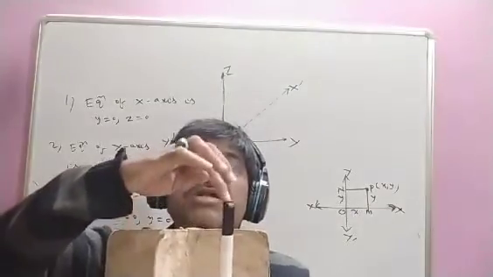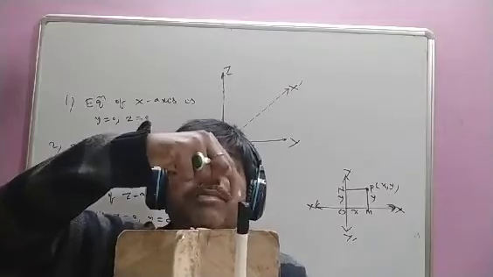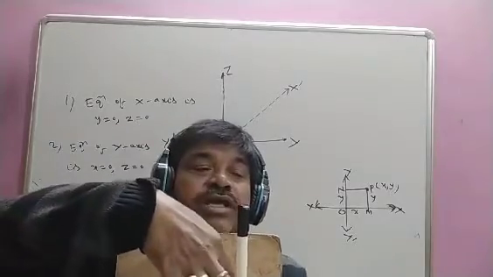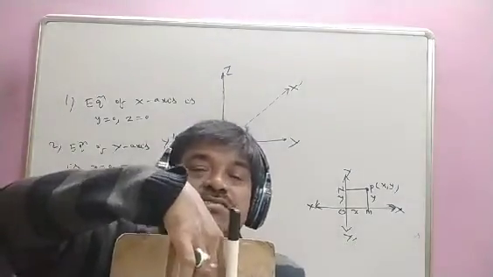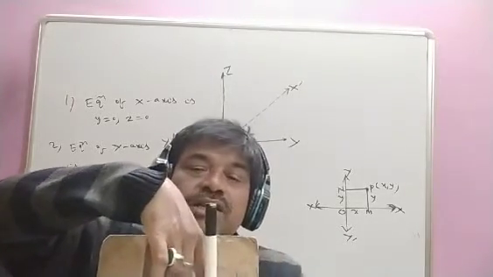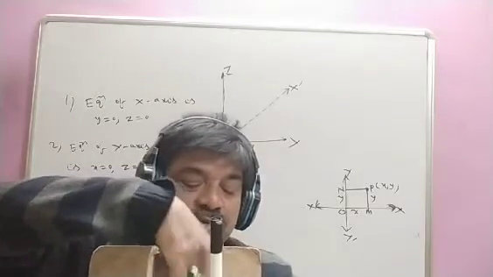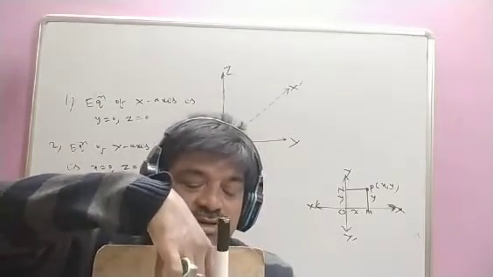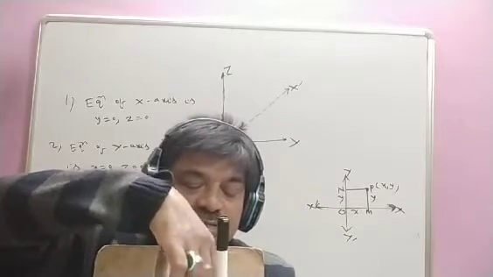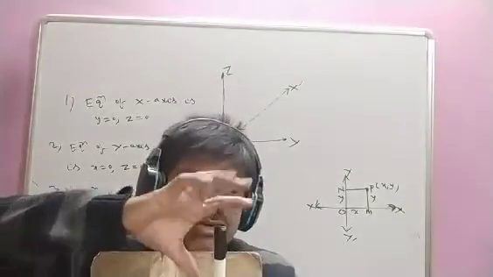So suppose this is the point. How to find the coordinate of this point? You draw a perpendicular from this point on this plane. Then from this point draw a perpendicular to the x-axis. The distance from the origin to this is called the x coordinate. From this you draw a perpendicular to the y-axis. The distance from the origin to this is called the y coordinate. And this height will give the z coordinate.